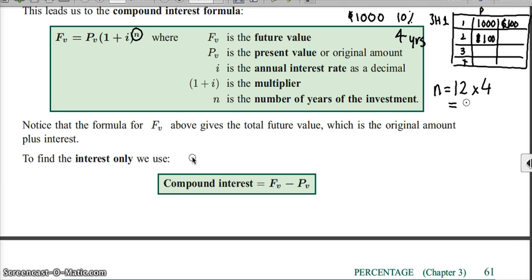How many parts of the table would you have in this question? You'd have 48. Can you imagine how long that would take to get that calculation? You'd have to do 48 of these.